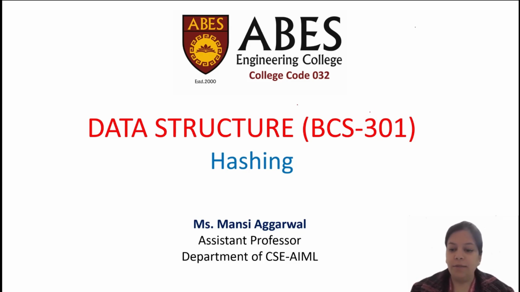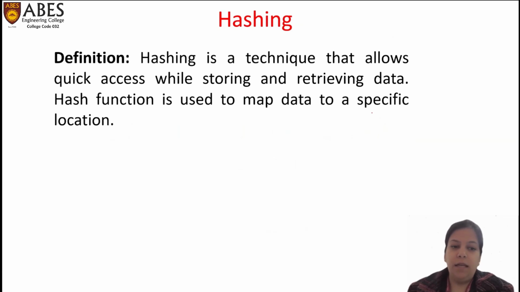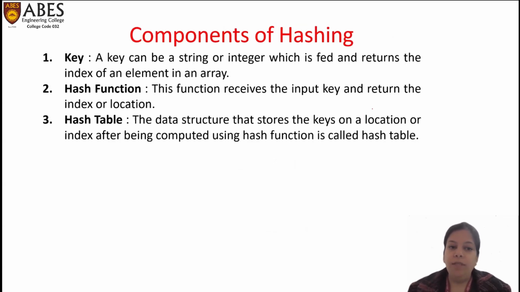Today, we will be discussing our next topic of data structures, that is hashing. So, hashing is a technique that allows quick access while storing and retrieving data. Hash function is used to map data to a specific location. The components of hashing include a key. A key can be a string or integer, which is fed to the hash function, and it is stored at a particular index or location in the array.